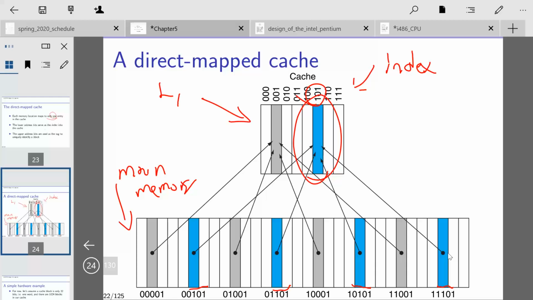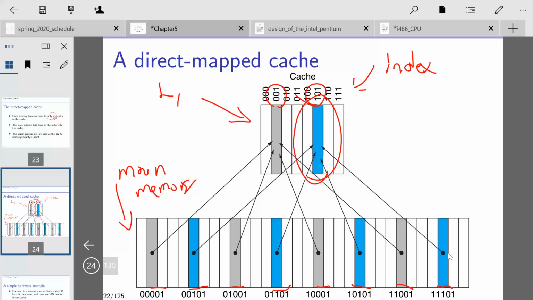And again, we have this gray shaded one where it has a 001 index, and so all of the blocks that have a lower 3 bits of 001 map into that same location. Okay, that is a direct mapped cache.